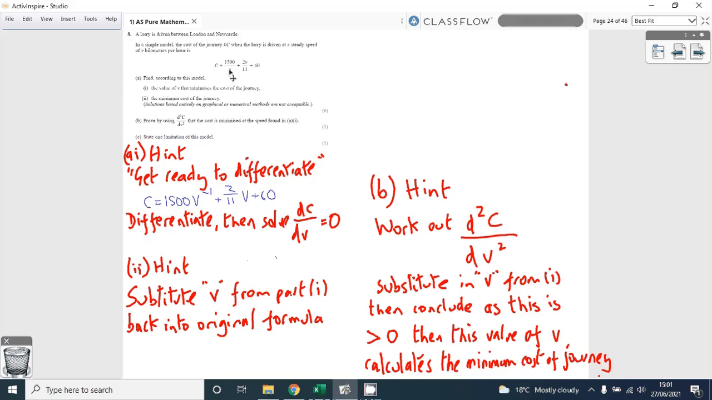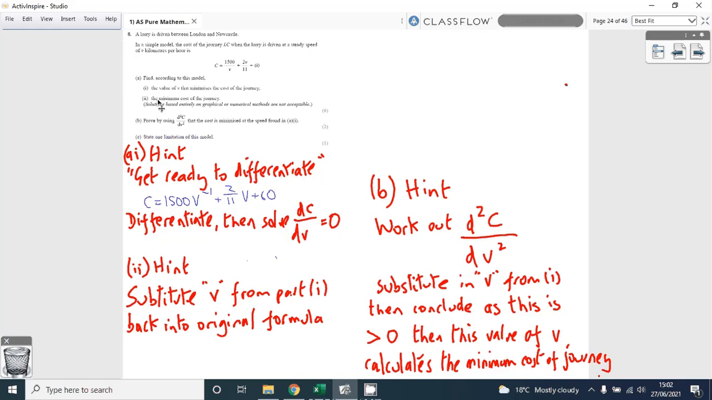So the V's gone upstairs. 1,500 over V becomes 1,500 V to the minus 1. 2V over 11 is 2/11ths of V, plus 60. So go and differentiate that, set that differential equal to 0 to find a value for V.